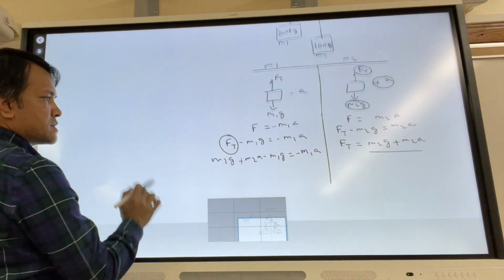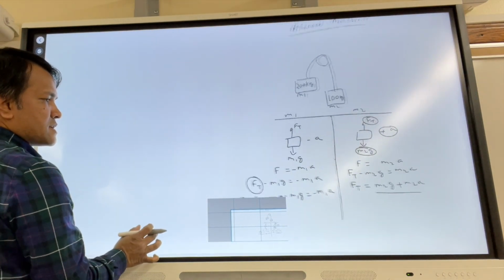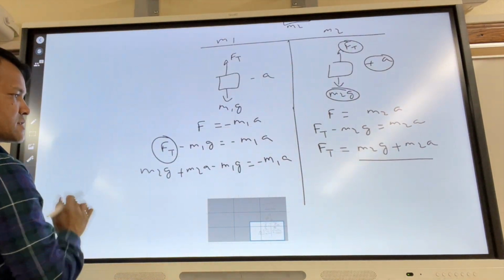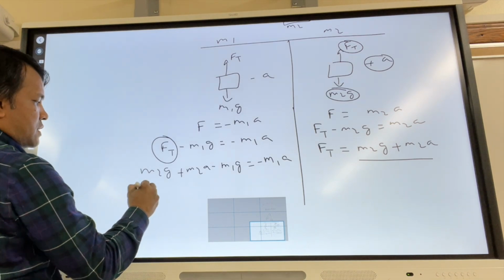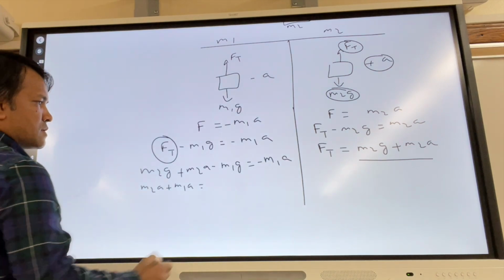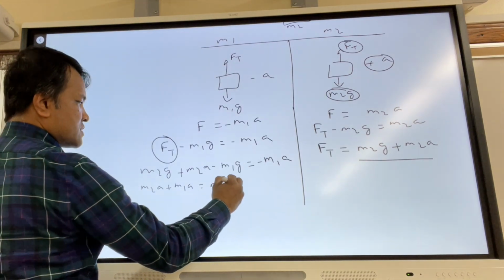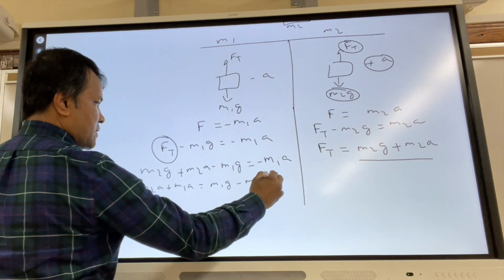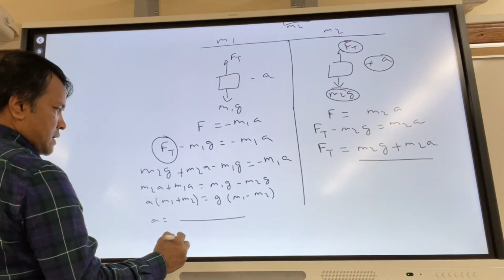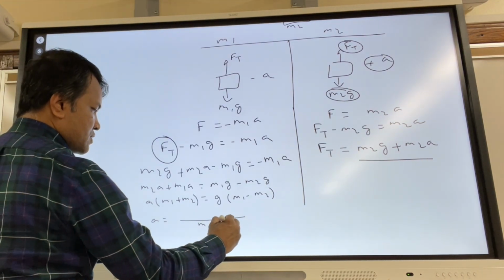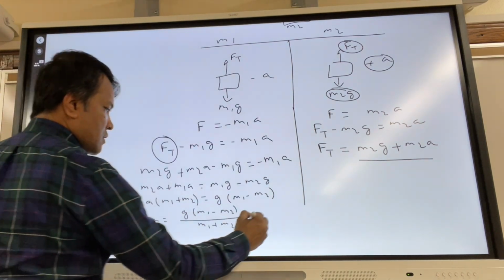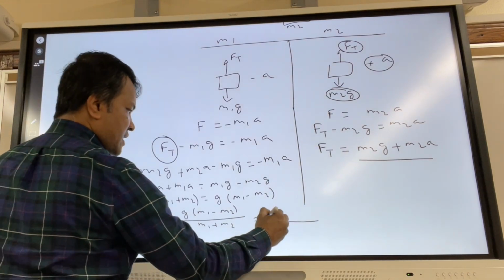So you're going to isolate the acceleration. That's our goal. So how can I do that? m2a plus m1a is equal to, we're going to send the m1g to the other side, minus m2g. Acceleration is g times (m1 minus m2) over (m1 plus m2). All right, so what is g? g is 10.